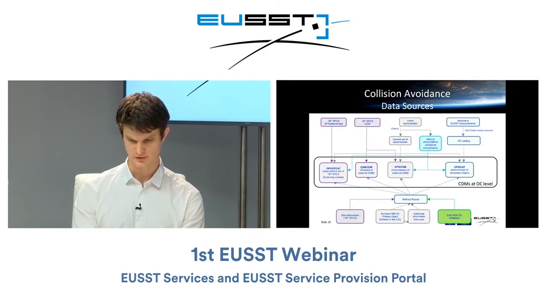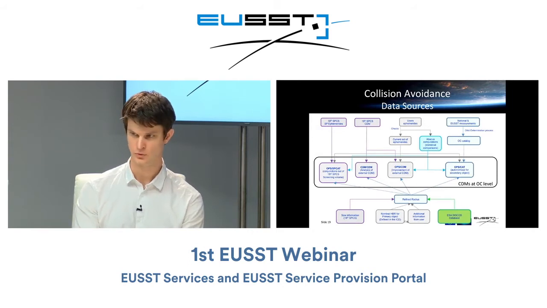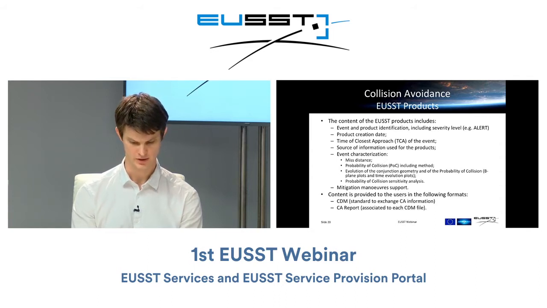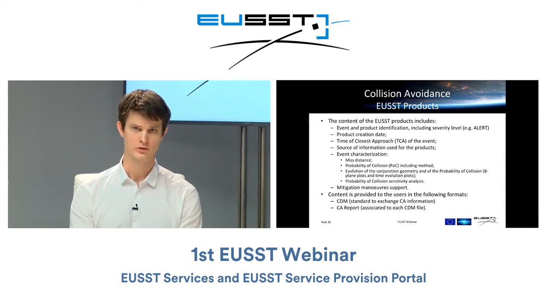I will not detail them today, as they are displayed on the screen. The EUSST products include event and product identification, including its severity level, for instance, alert or info. The product creation date, the time of closest approach, the source of information used, the event characteristics such as the miss distance or the probability of collision, and mitigation support.